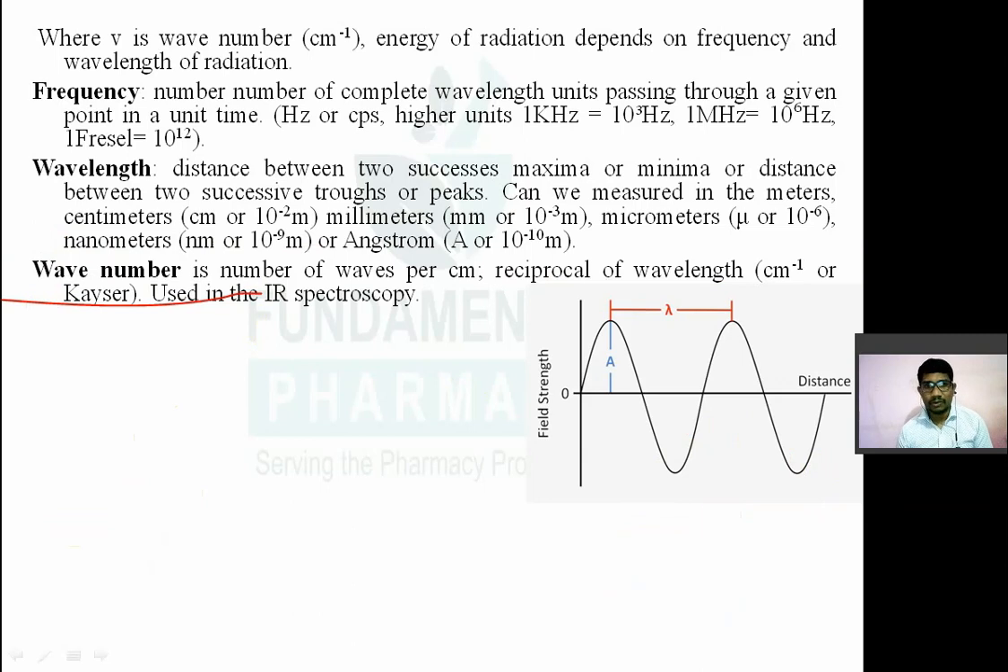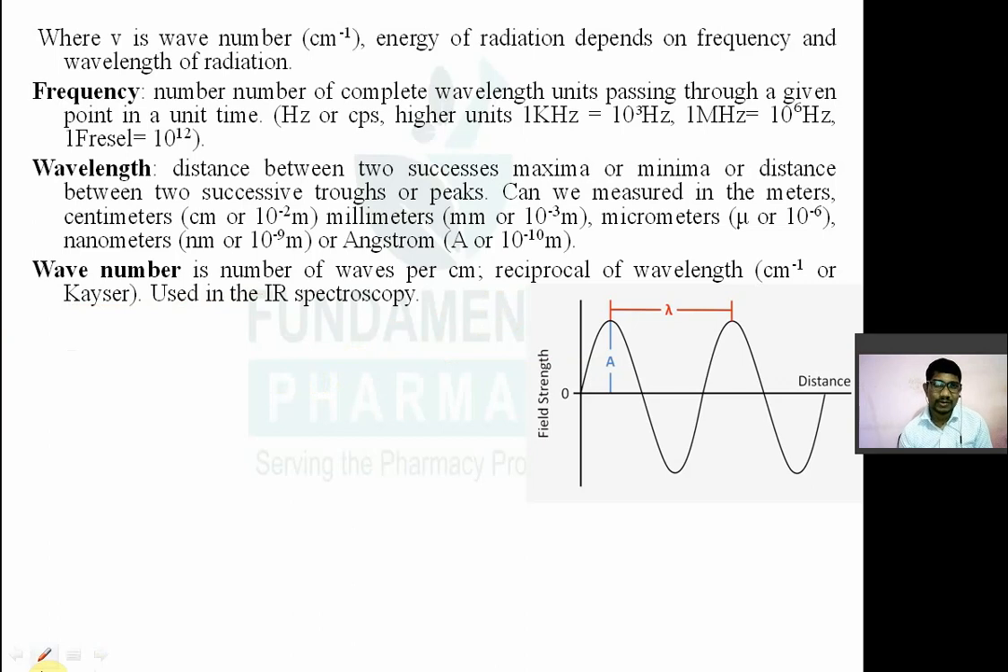Normally wave number is used in IR spectroscopy. In IR spectroscopy, for the infrared radiations, they use wave number instead of wavelength. So it is most commonly used in IR spectroscopy. Frequency, wavelength and wave number, these are the basic terms you have to understand.